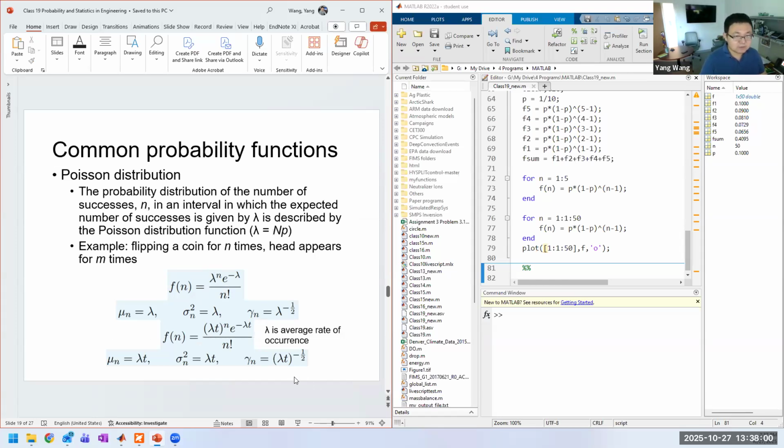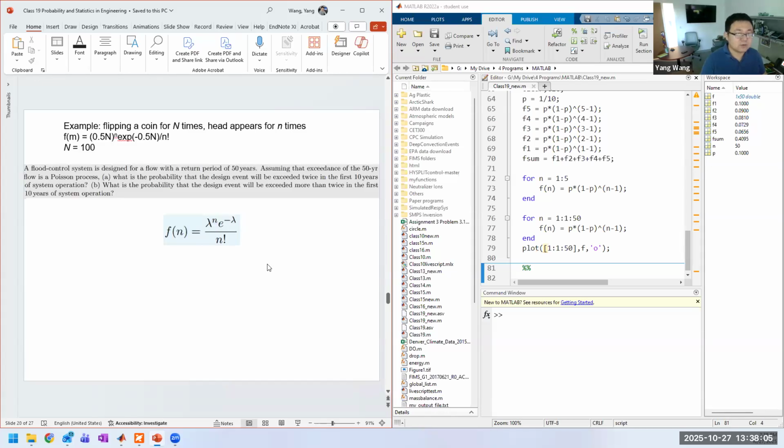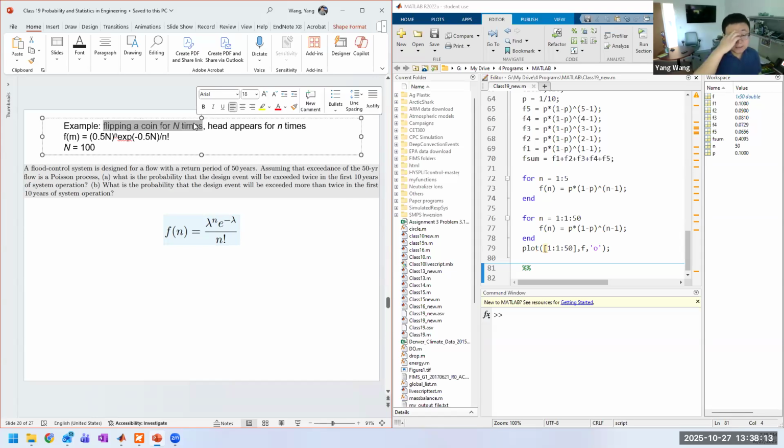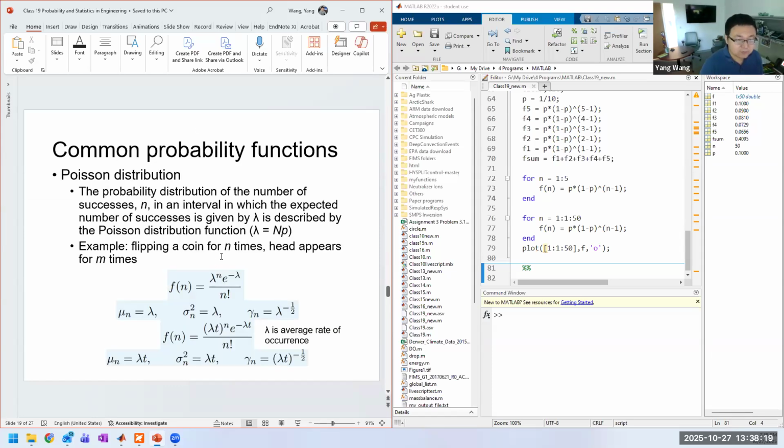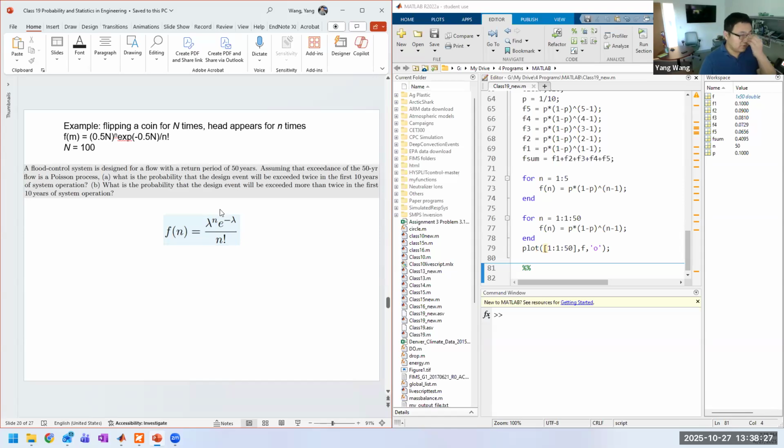So we can do a practice first, so you'll understand what lambda means and what lowercase and uppercase n mean. For example, flipping a coin N times and the head appears lowercase n times. Maybe I shouldn't use all of these different symbols. So it could be flipping a coin 10 times and the head appearing 5 times. We know that it's going to be the highest probability. So to calculate the probability, it's just F of n.